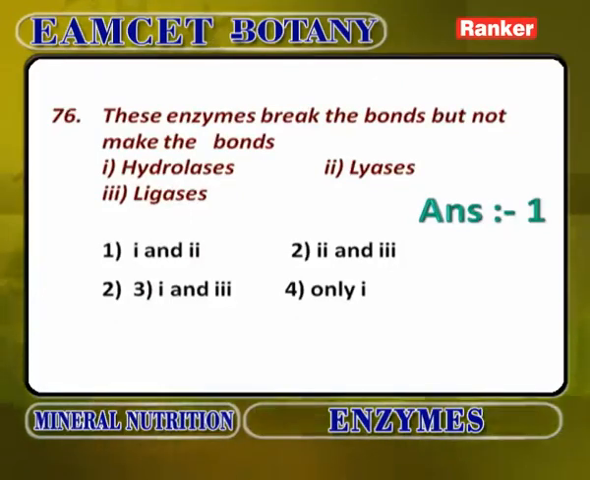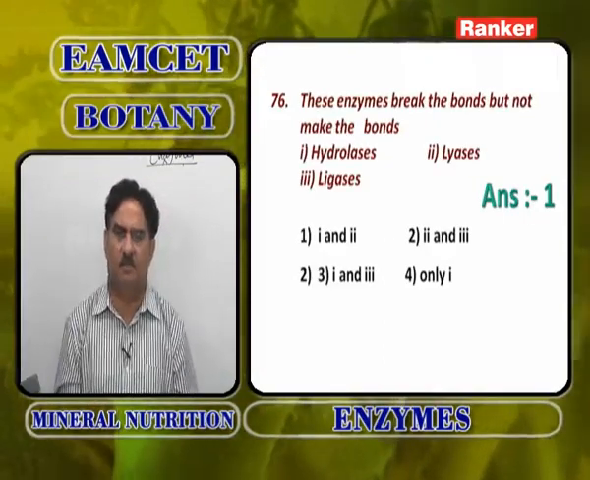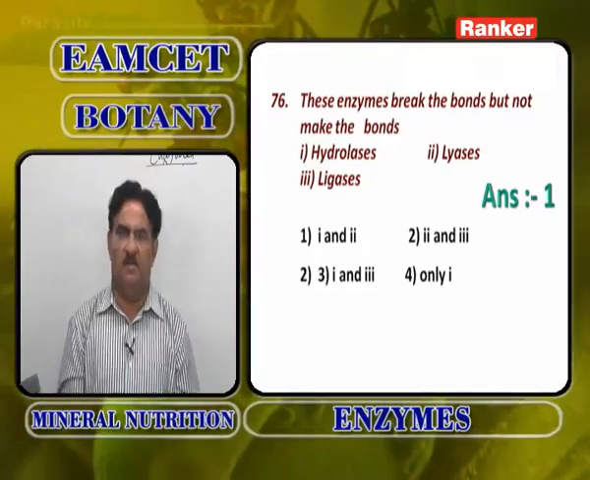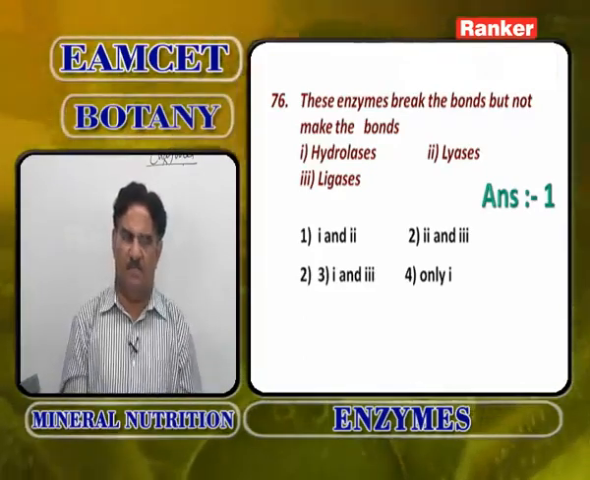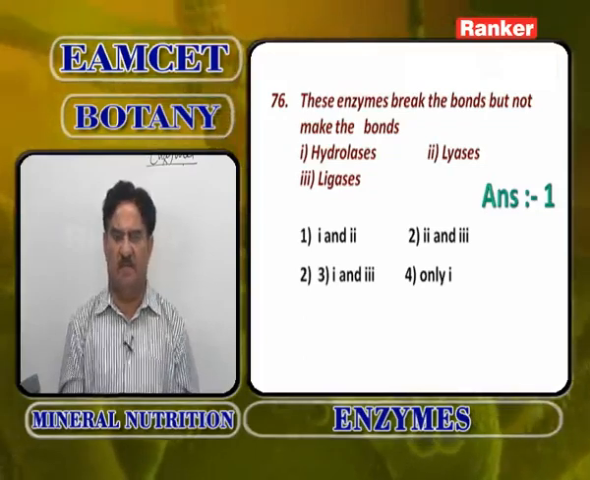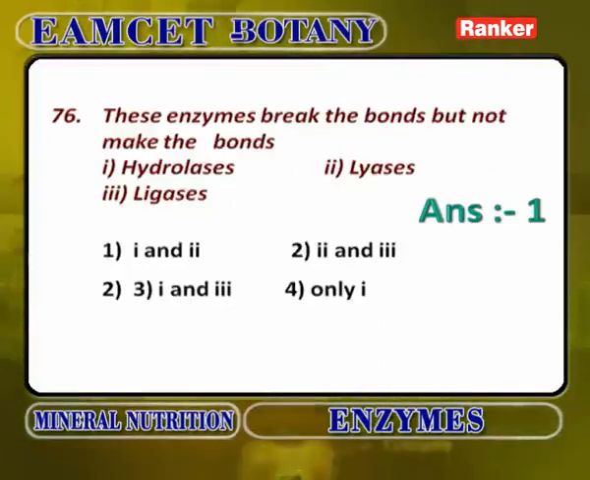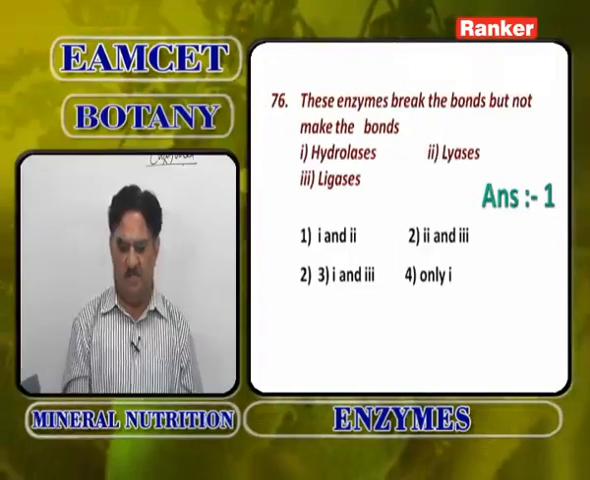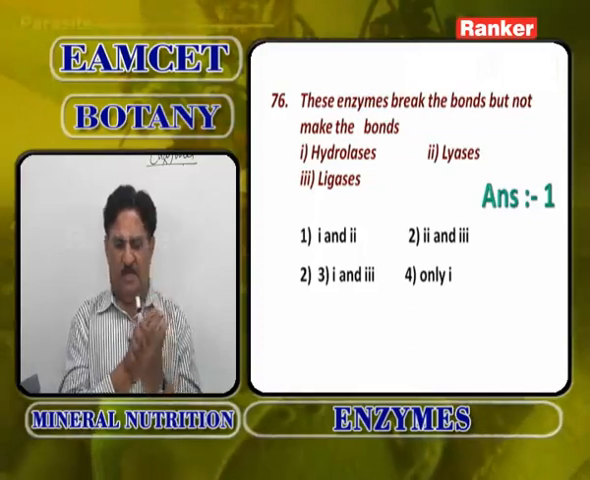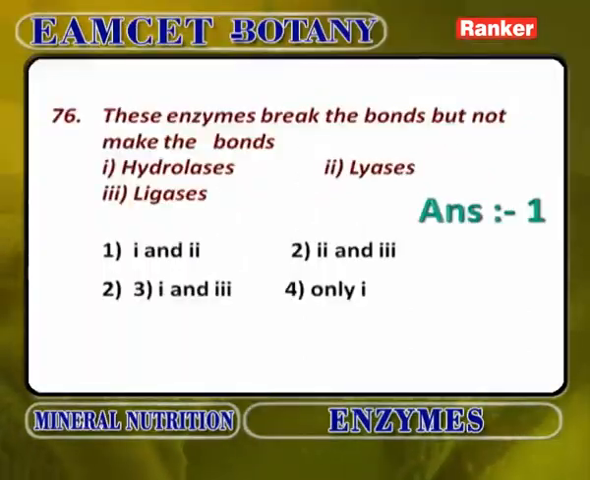Hydrolases break the compounds by addition of water. For example, complex starches are converted into simple carbohydrates. Lipids are converted into fatty acids and glycerol. Proteins are converted into amino acids. Amides are converted into ammonia and urea. Like that, liases also break the organosuccinic acid; in the presence of organosuccinase it becomes arginine and fumaric acid. So the enzymes that break the bonds but do not make the bonds are hydrolases and liases, whereas ligases utilize the energy from ATP and help in the formation of bonds, formation of new compounds. So first option.